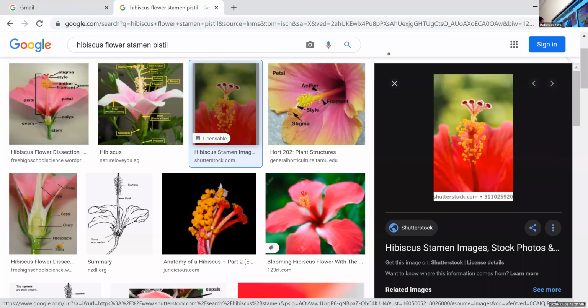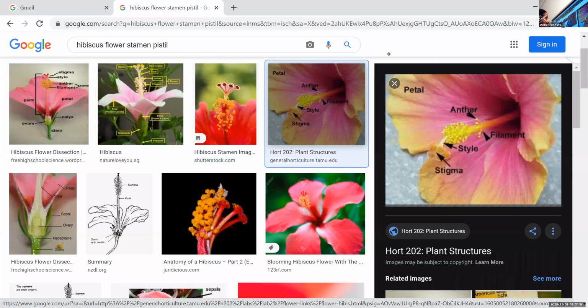See this? So, the filament, the anther, and the yellow dust that you see when you touch the yellow part. You can see some yellow dust on your hand, right? Yes, ma'am. These are the pollen grains. They are very small, the pollen grains.